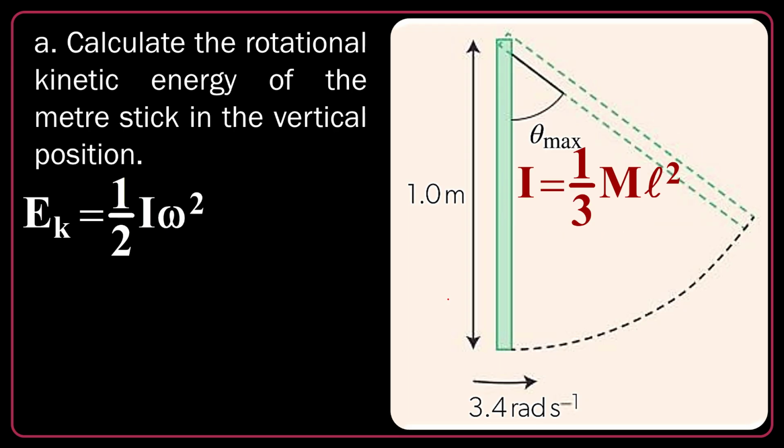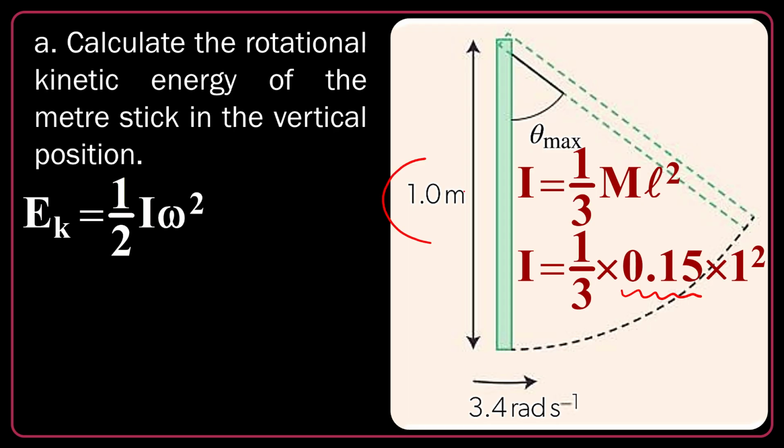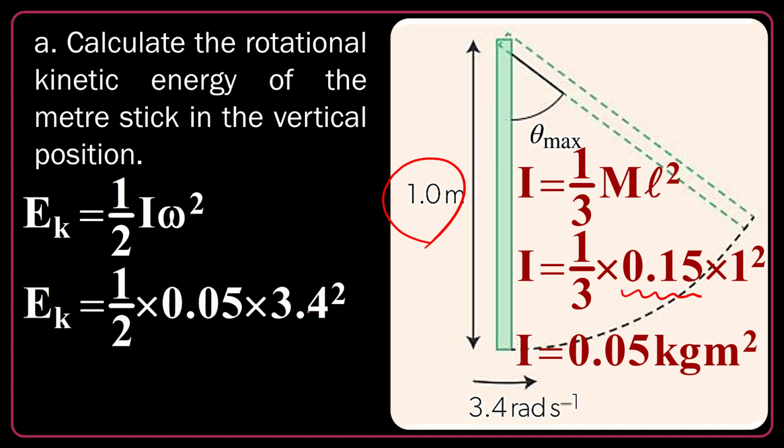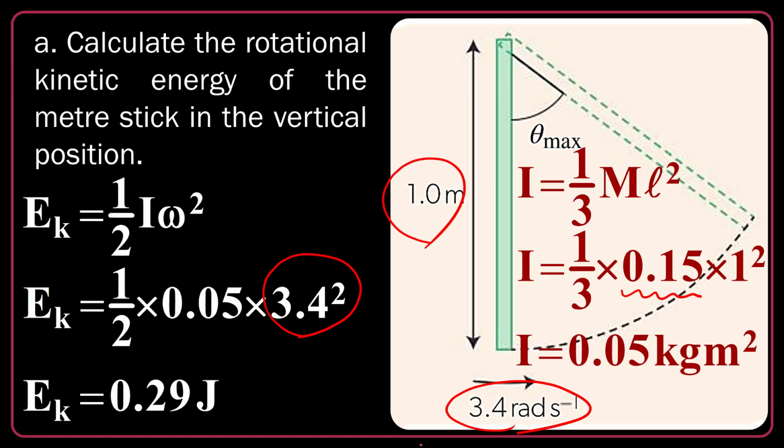So let's plug in the values. Mass of the meter stick is given to be 0.15 kilogram and the length is 1. So I in SI is supposed to be 0.05 kilogram meter square. Then let's plug in the values, and this is the omega given here. Kinetic energy is supposed to be 0.29 joule.